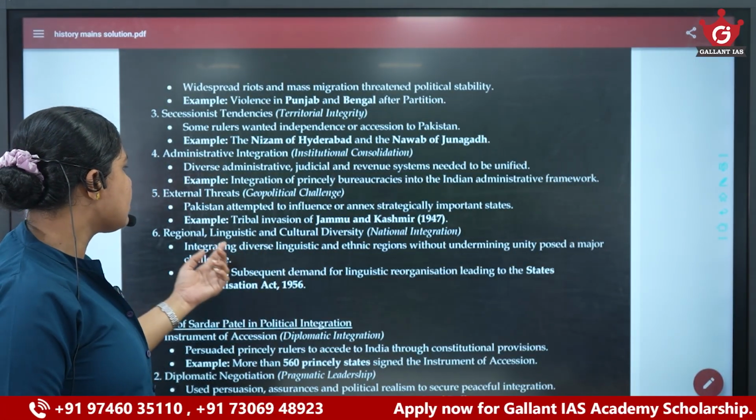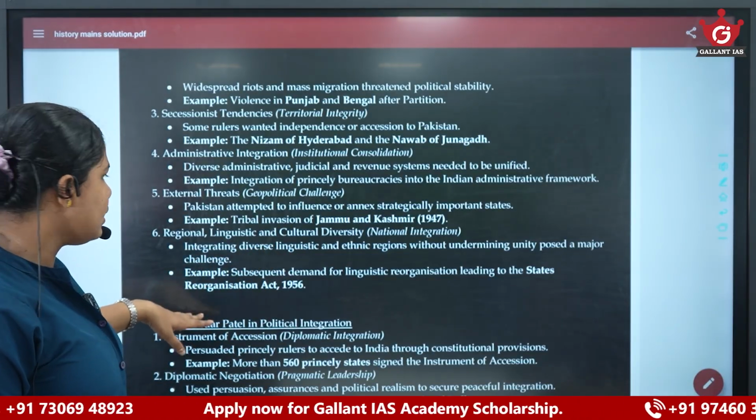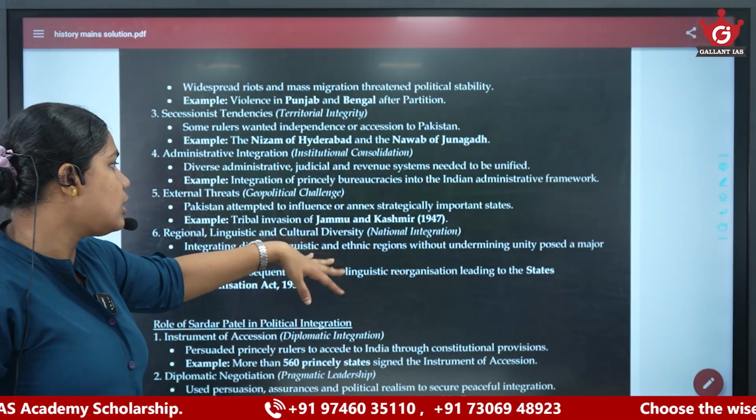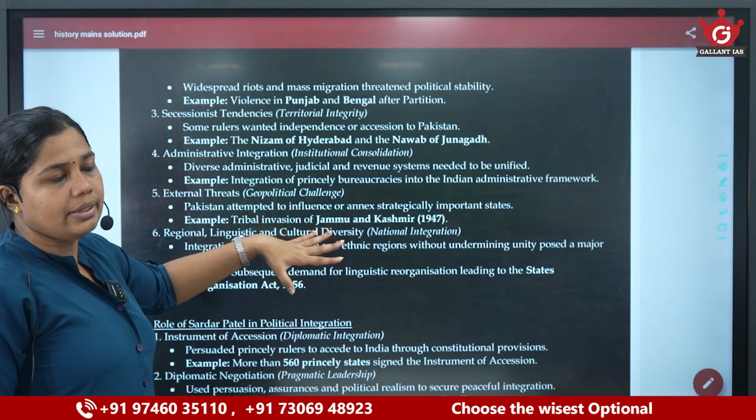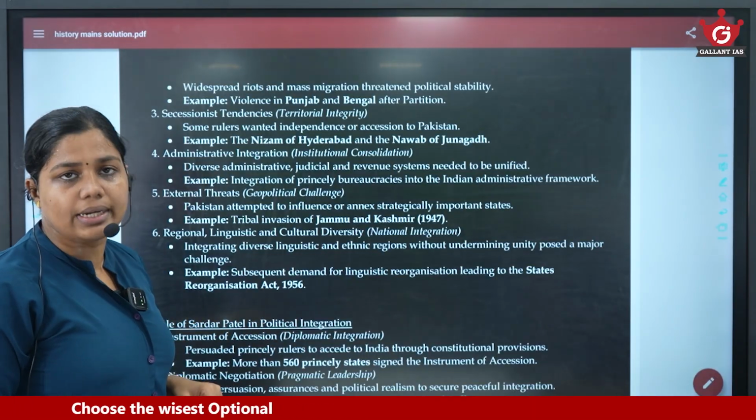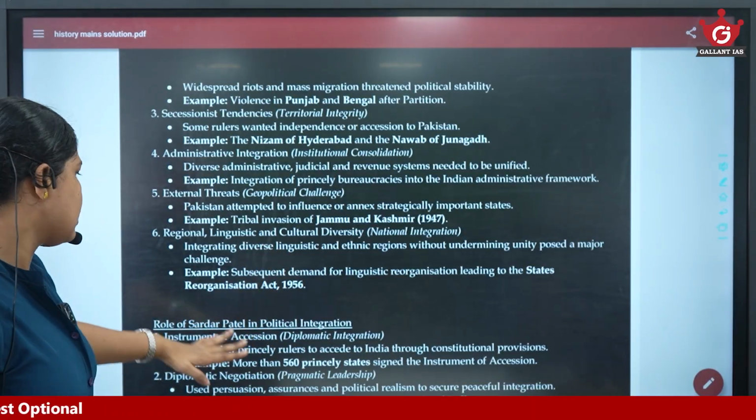Next is the regional, linguistic, and cultural diversity. This was a real challenge. Integrating various linguistic and ethnic regions was a real threat. So that is why we had to pass the States Reorganization Act in 1956. You can mention about this.